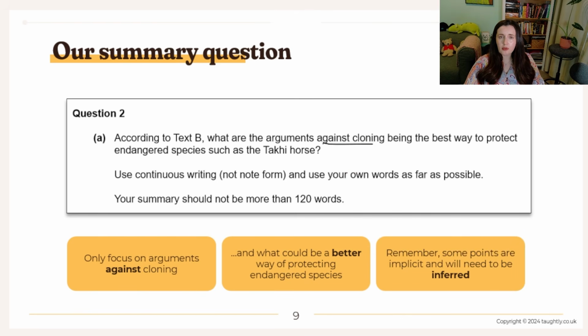Remember that some of the points will be implicit and you will need to infer them, figure them out, right? Logically, based on the information in front of you. You couldn't copy it down directly. You have to do a little bit of brain work to find that answer as it's being hinted in the text.